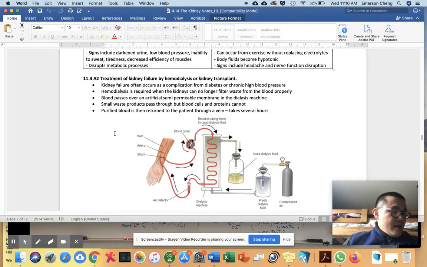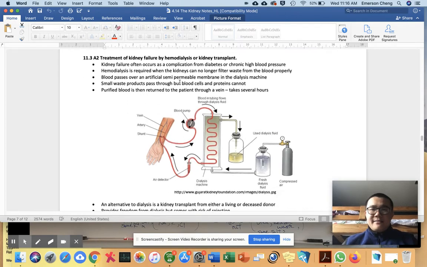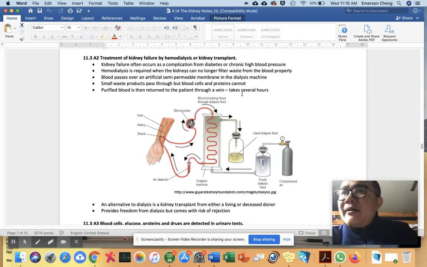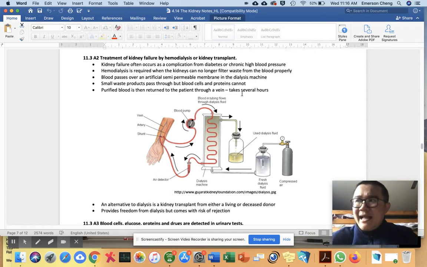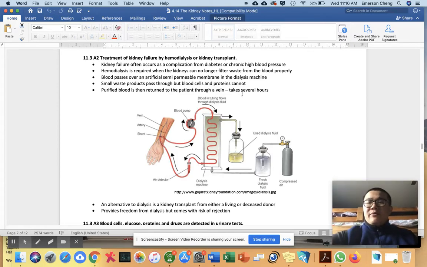Okay, treatment of kidney failure by dialysis. You guys can read this. It takes a couple of hours if you have to do dialysis. Right now, with the coronavirus and whatnot, one of the stats that I've read is that a lot of people passed away.